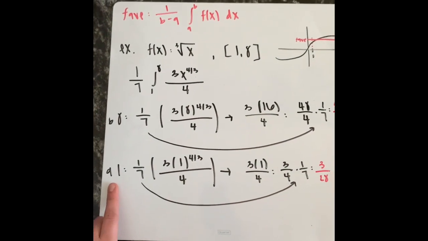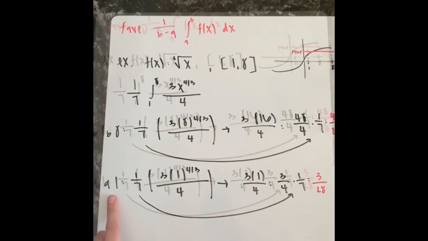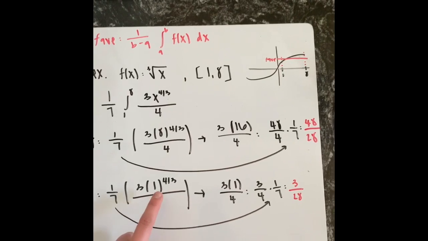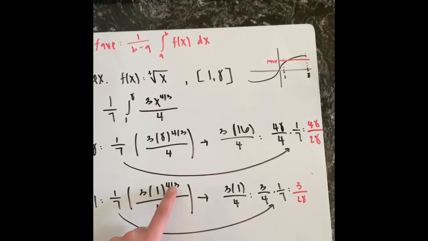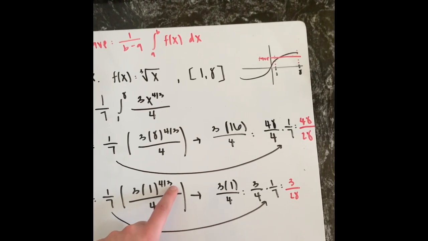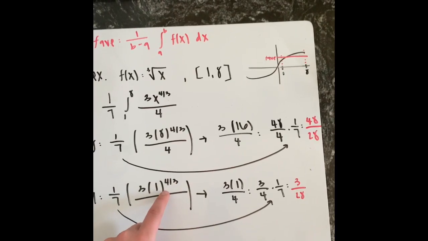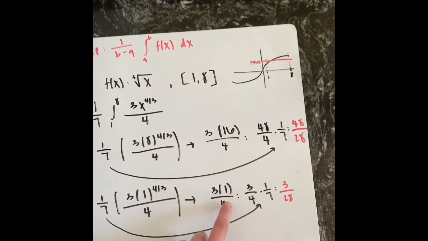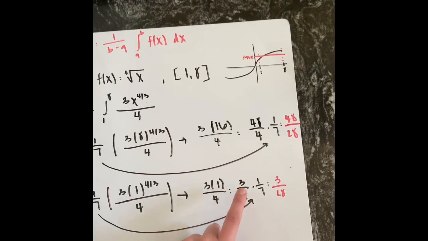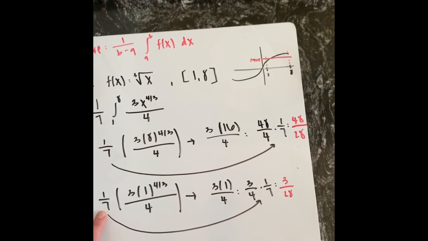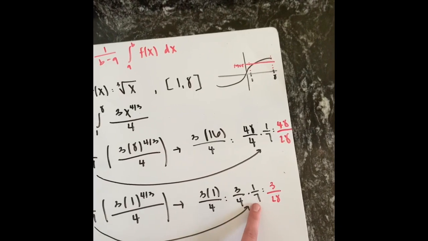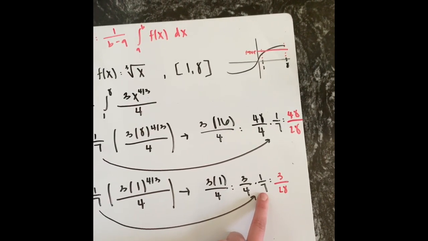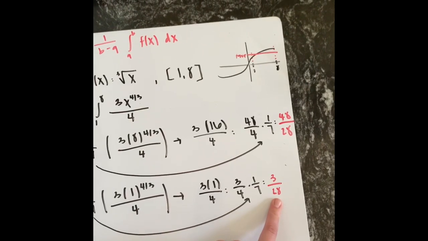Next, we're going to plug in 1 for a. When you plug in 1, you get 1/7 times 3 times 1 to the power of 4/3. And the cubed root of 1 is 1, to the 4th power is still 1. So we get 3 times 1 over 4, which is 3 over 4. Can't forget the 1/7 from out front, so we bring that all the way around over here. And you get 3/4 times 1/7 equals 3 over 28.